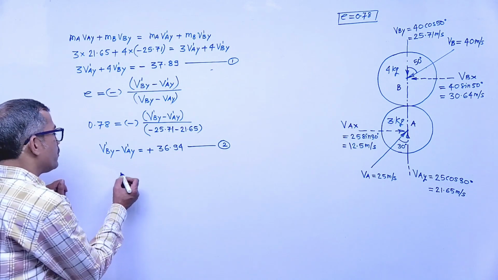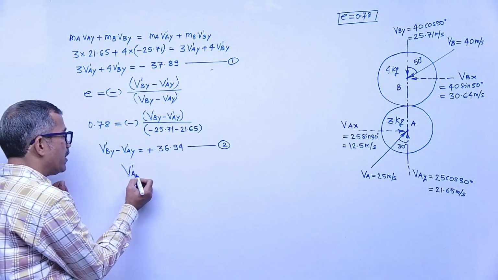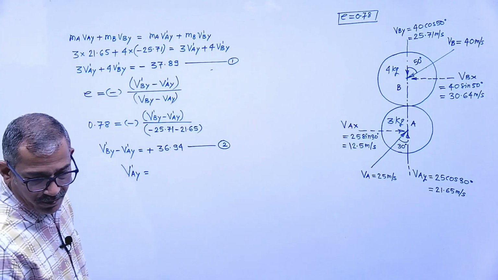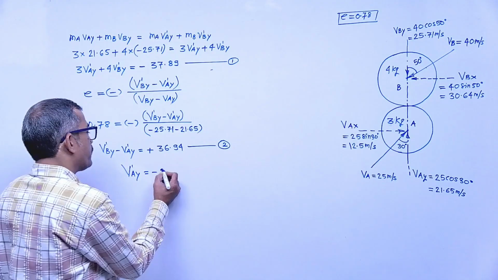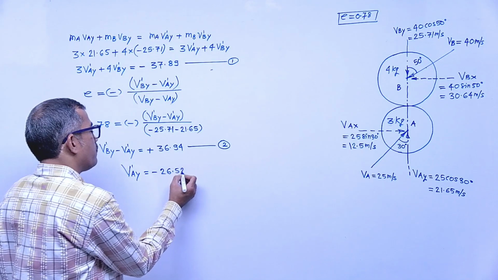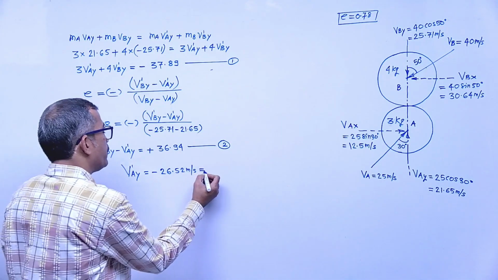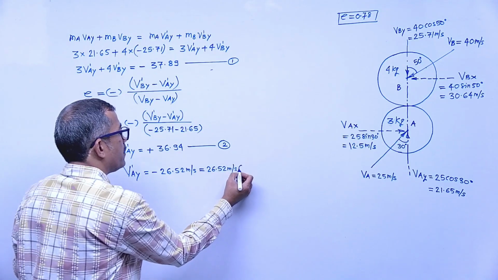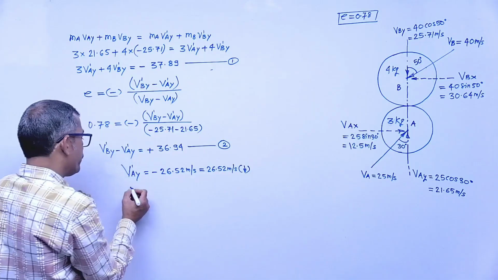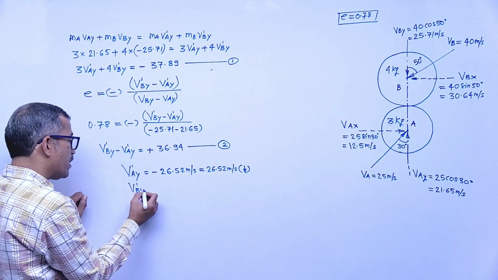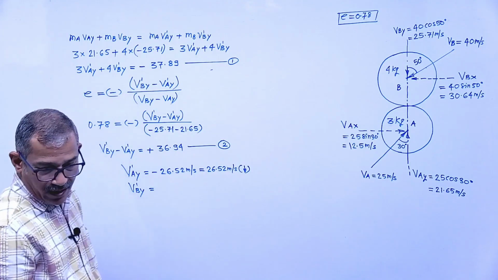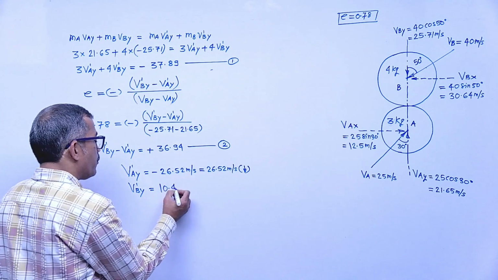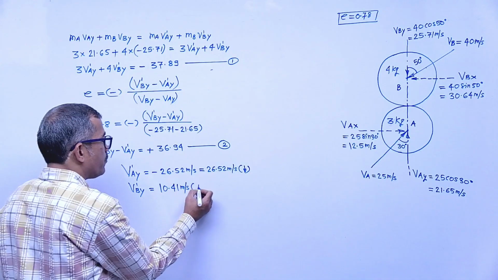VA dash y, how much are you getting? Just check: minus 26.52. This one is negative, that means 26.52 meters per second. What is the direction? Downward. VB dash y comes out to be what? 10.41, positive, 10.41 meters per second.